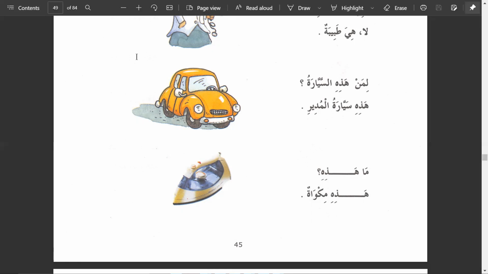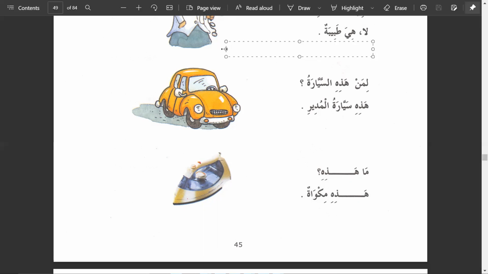Do you remember the harf jar we learned? We learned ala, fi, ila, hatta, and I think we learned li also. Did we or not? I don't think so.